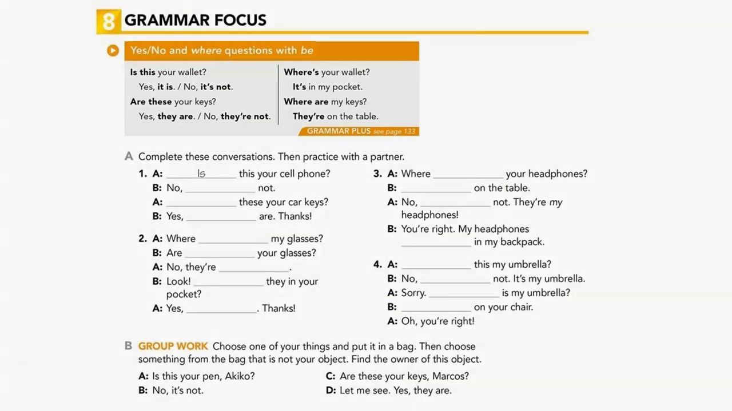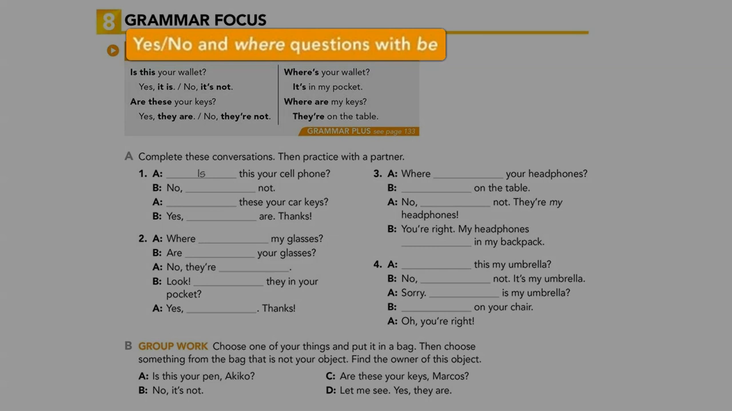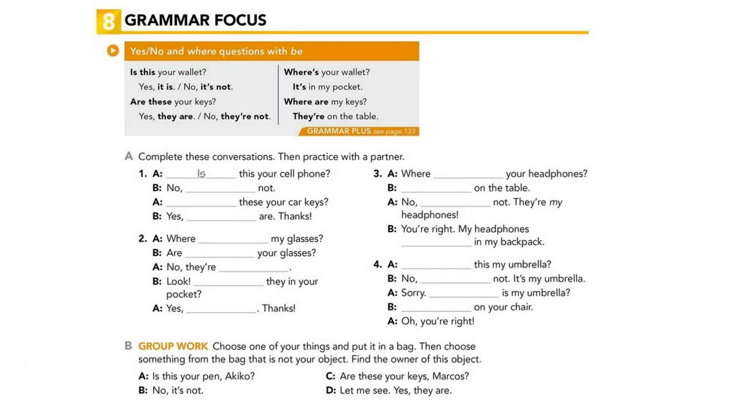Grammar focus. Yes, no, and where questions with be. Is this your wallet? Yes, it is. No, it's not. Are these your keys? Yes, they are. No, they're not. Where's your wallet? It's in my pocket. Where are my keys? They're on the table.